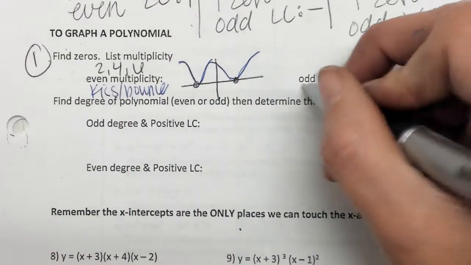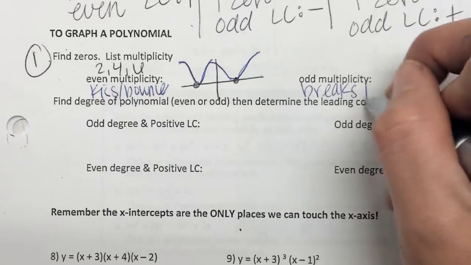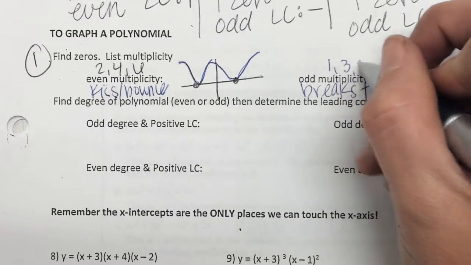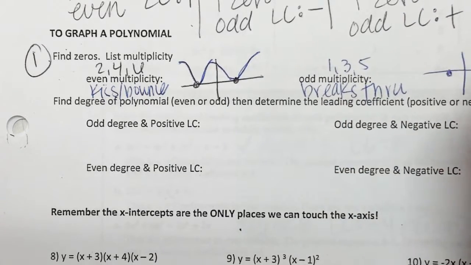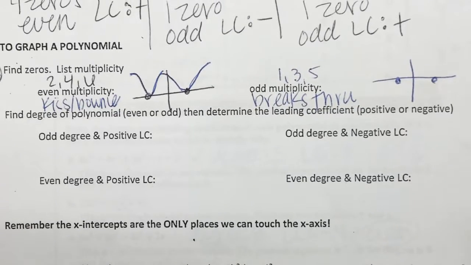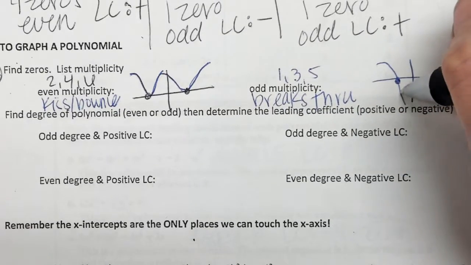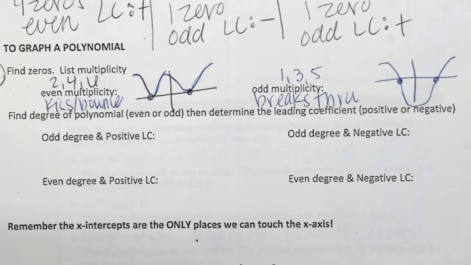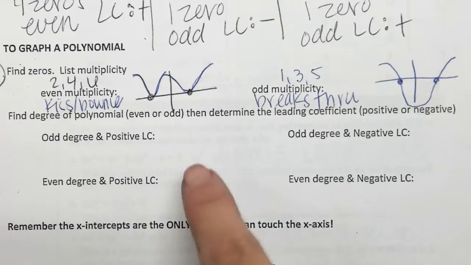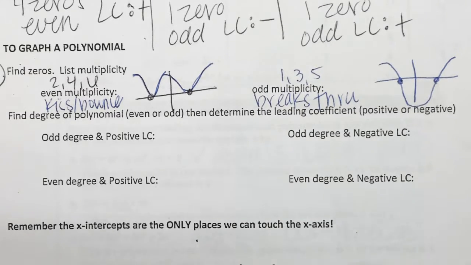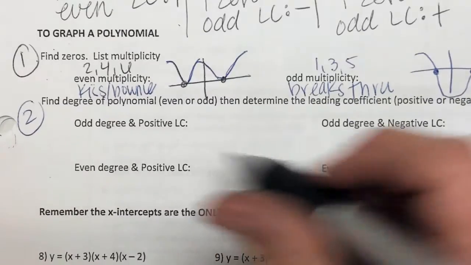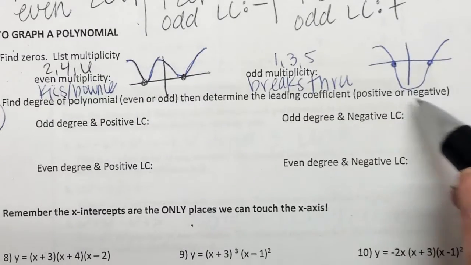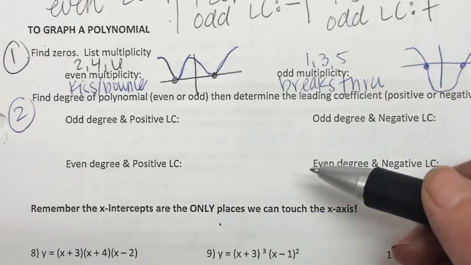Now an odd breaks through. So if it has a multiplicity of 1, 3, 5, when it touches the x-axis, so here's another example, it's going to break through the x-axis. Same thing here, break through it. And then just so you won't have to keep flipping back if you forget the end behavior, we're going to list it again right here. After you find the zeros and multiplicities, you find if it's odd or even, and positive or negative coefficient, so you can draw the end of your graph.